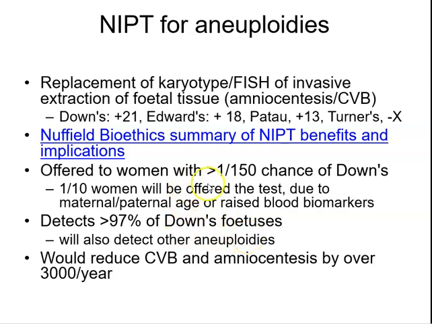Now what is being offered is that women with a high chance of Down syndrome are offered this non-invasive testing, and this is on the basis of maternal age, paternal age, or raised blood markers such as alpha-fetoprotein, and maybe also if you've seen a defect on an early scan as well. It's known that this detects greater than 97% of all Down syndrome fetuses and can also detect Edwards and Patau syndrome and sex chromosome abnormalities. And by introducing this non-invasive test, we can reduce the number of chorionic villus biopsies and amnios by thousands per year.